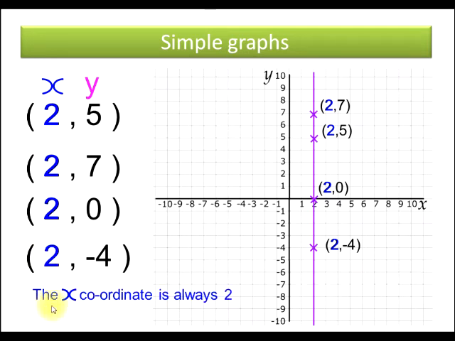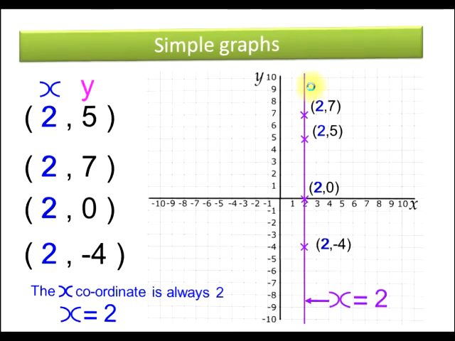So here's the sentence, the x coordinate is always 2, but in mathematics we try and write as little as possible. So instead of saying the x coordinate, we could say something like x. Instead of writing is always, we have an operation or a symbol for that, equals, and 2 is obviously 2. So what we actually say is this is the line x equals 2, because the x coordinate on every coordinate on this line, doesn't matter if we go past this graph or not, is always 2.